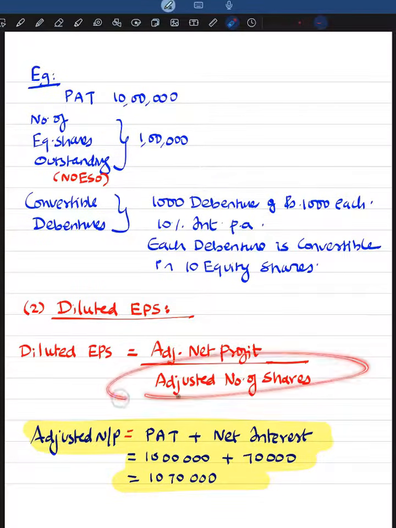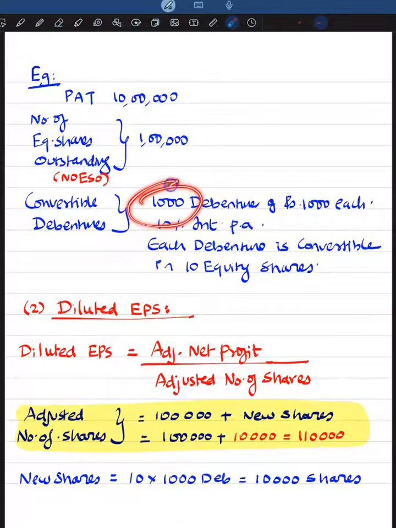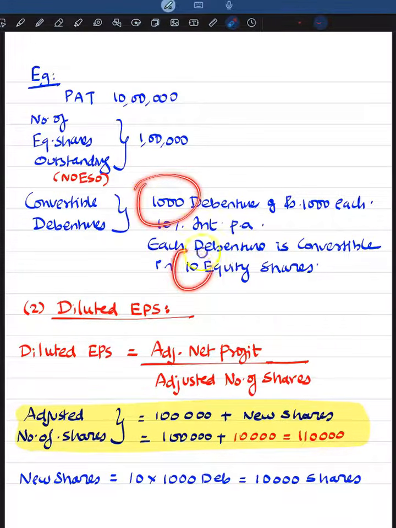Next, let us calculate adjusted number of shares. Already they have 1 lakh shares outstanding. And now if these 1000 debentures are converted into equity, what will be the number of shares? And here you have information, each debenture can be converted into 10 equity shares. So 1000 into 10, 10,000 is going to be the new addition. So we can calculate adjusted number of shares as the existing 1 lakh plus new shares, that is 1 lakh plus 10,000, 1 lakh 10,000. So in the denominator, we can have 1 lakh 10,000.